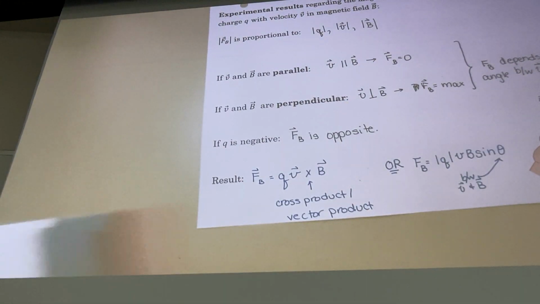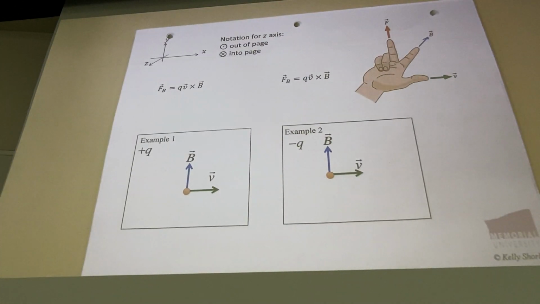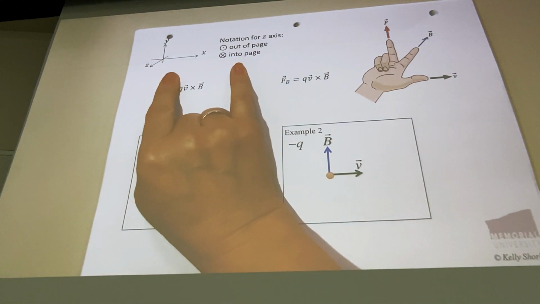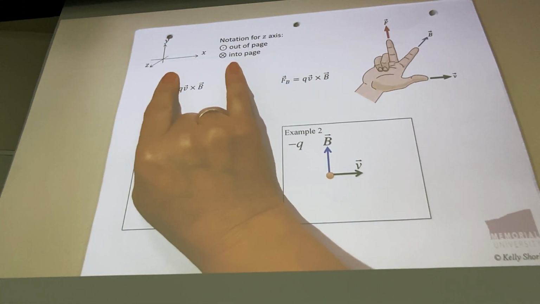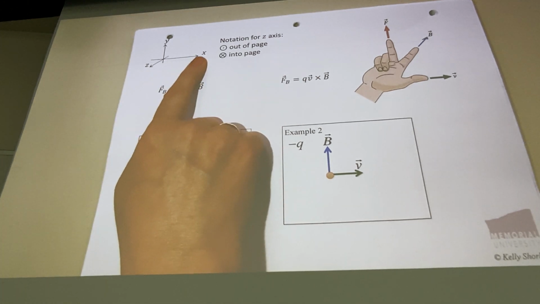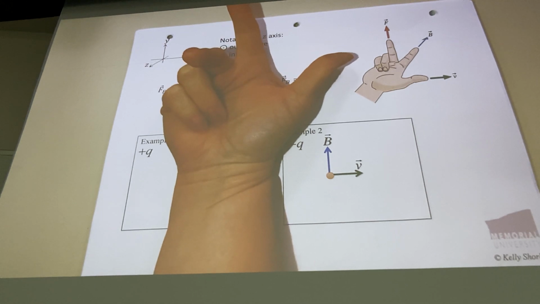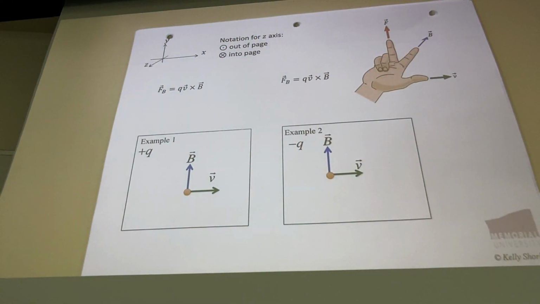So let's get into some practice. We'll do both the math way and the right-hand rule way. So our first example, first thing we'll mention is notation. I don't think we've introduced 3D notation yet in this course. So if positive x is to the right and positive y is up, then positive z is out of the page. So an x, y, z coordinate system always follows this right-hand rule as well, x, y, and z.